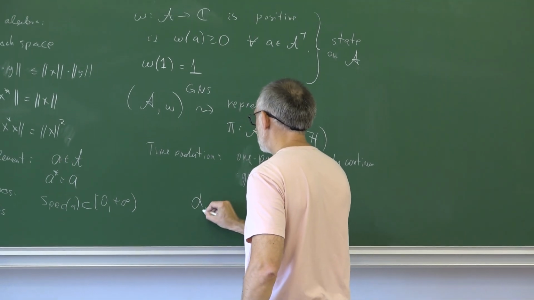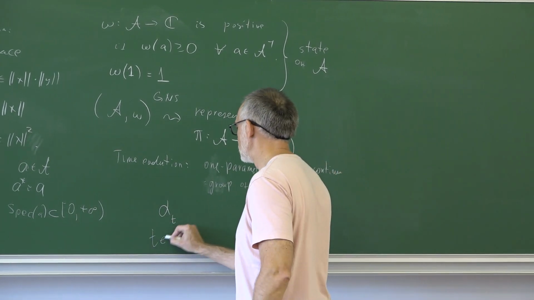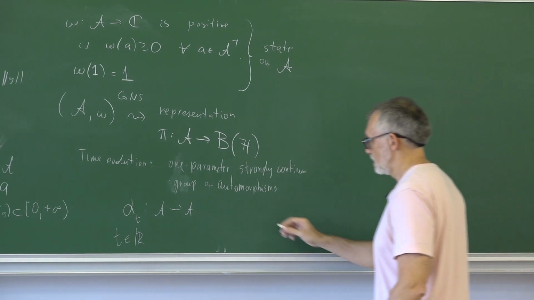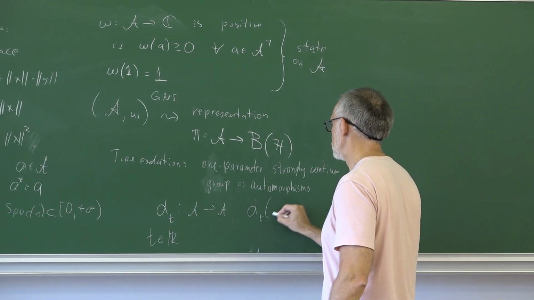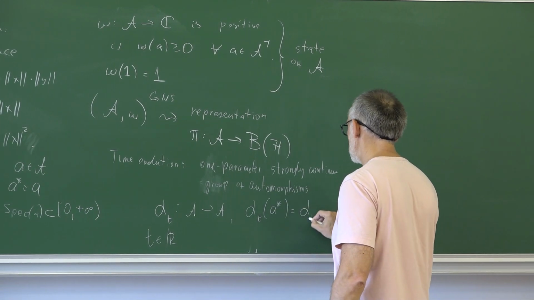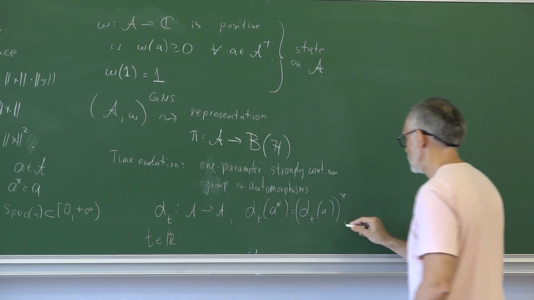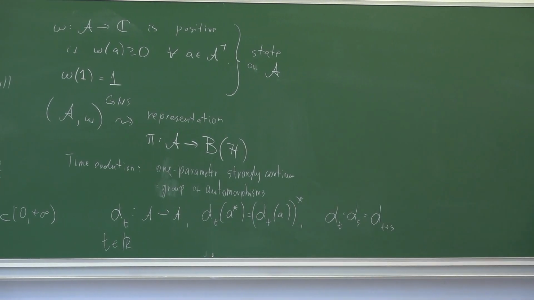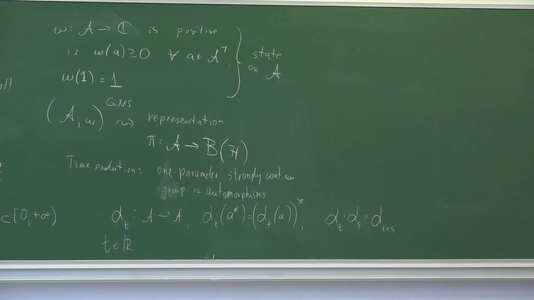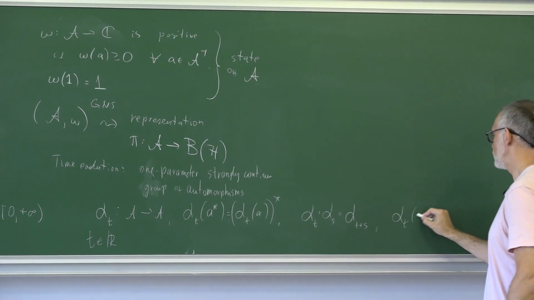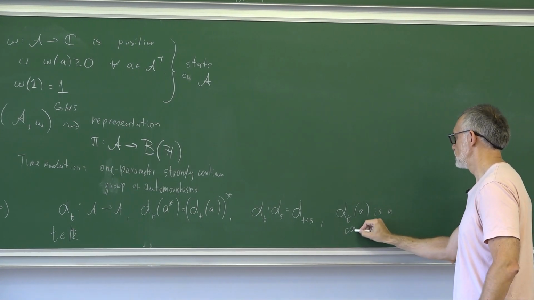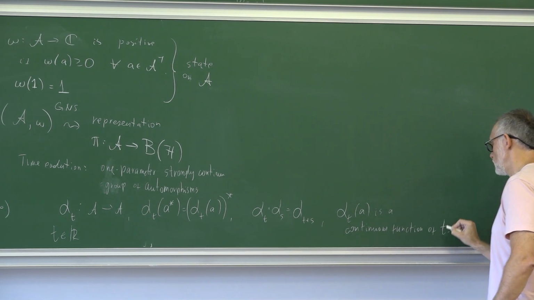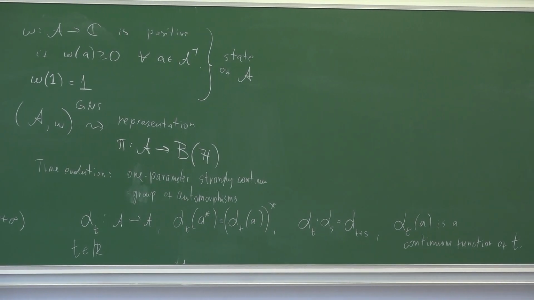That is, for any real t, you have a homomorphism from A to itself. Well, it's an automorphism which preserves the star structure, and satisfies this. And also it's strongly continuous, meaning that if you act on a particular element, this is a continuous function of t. Okay, so that's the standard setup.